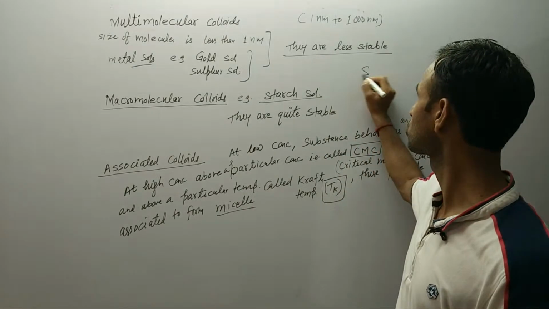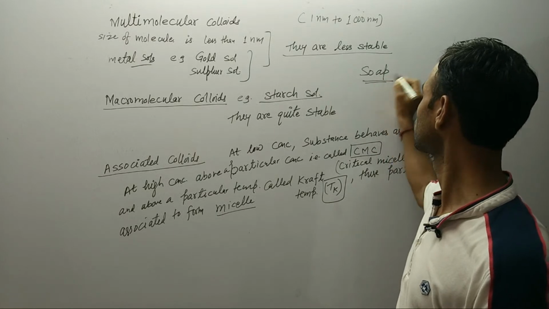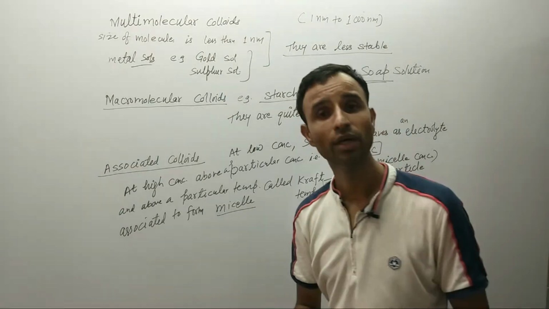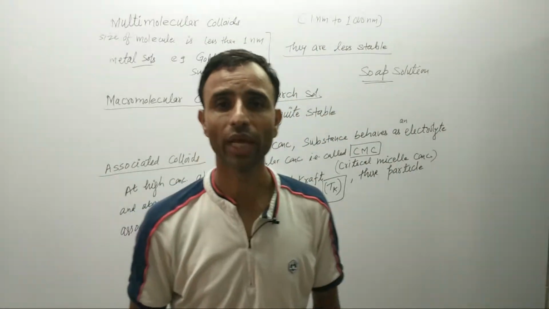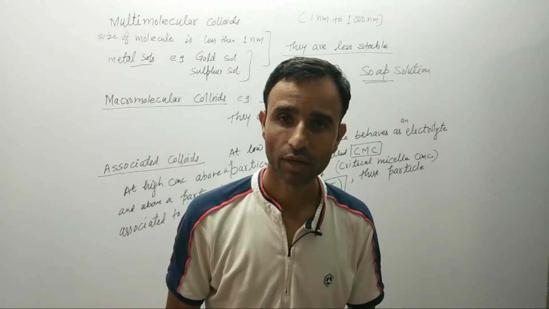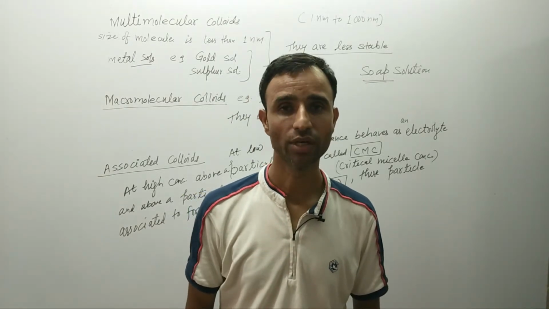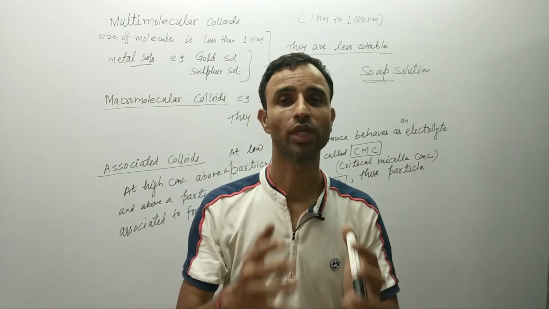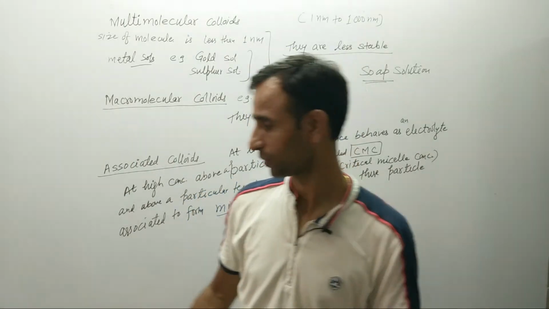For example, soap solution. In soap solution at low concentration, those soap particles behave as a strong electrolyte, but at higher concentration they get associated to form an associated colloid.